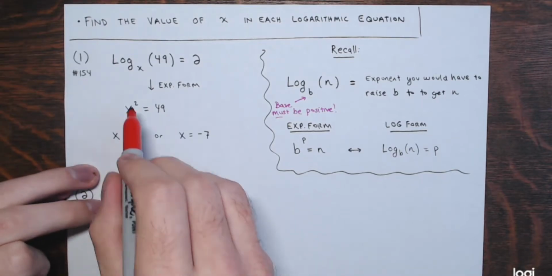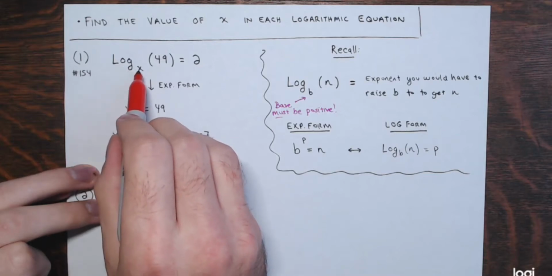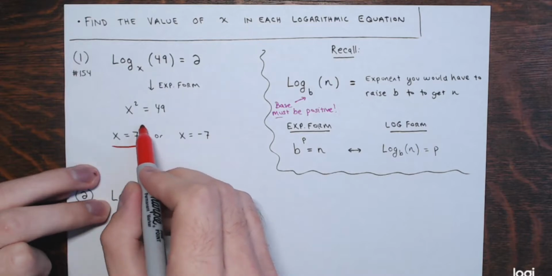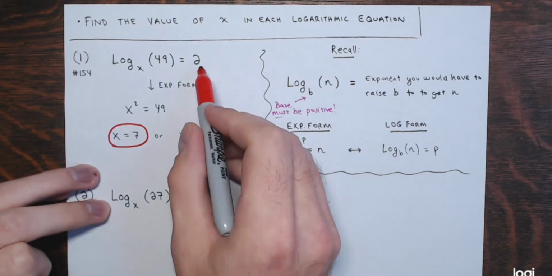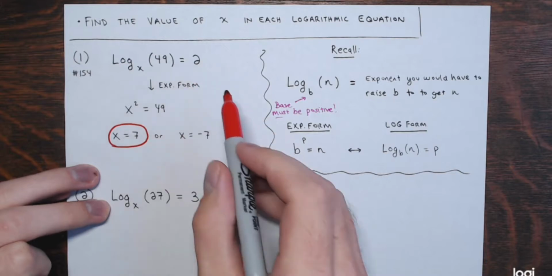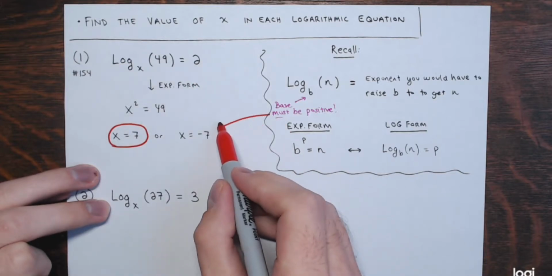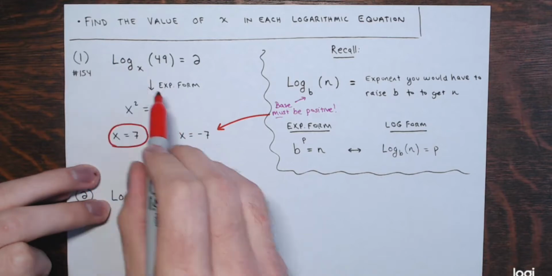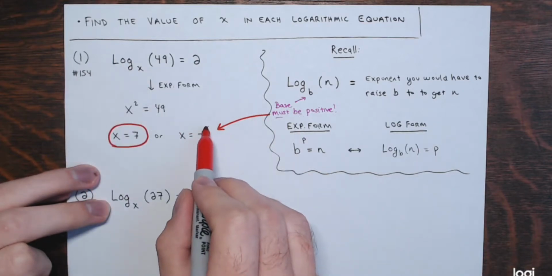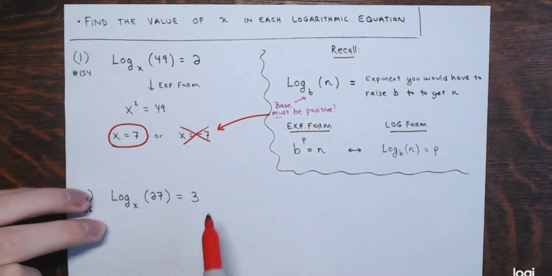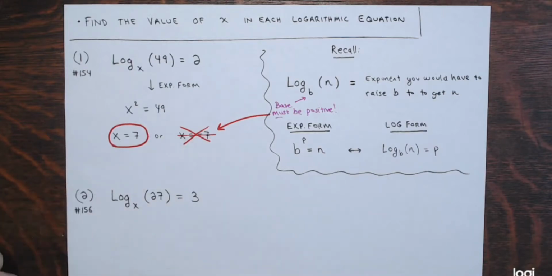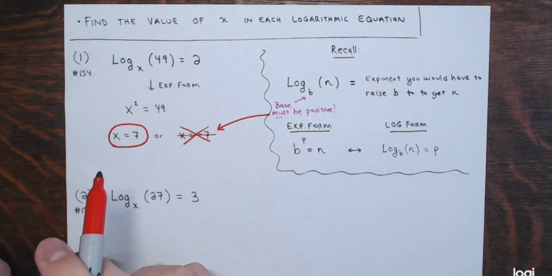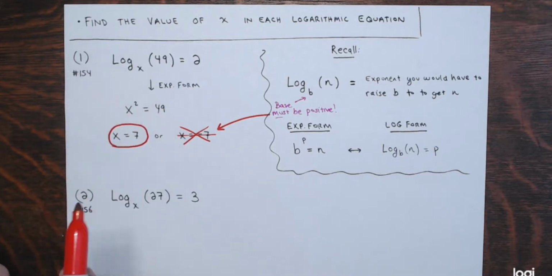Remember, x equals 7 is fine, right? The log base 7 of 49 is 2. 7 squared is 49. That works. Now, negative 7 squared is also 49, but remember I said over here, the base, the number that's the subscript of the log, must be a positive number, so we are not going to be using negative bases. That's an extraneous solution there. So the only solution to this equation, the only value of x that I'm going to consider working is x equals 7.